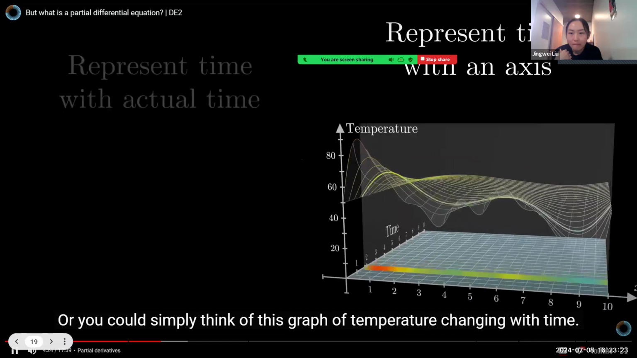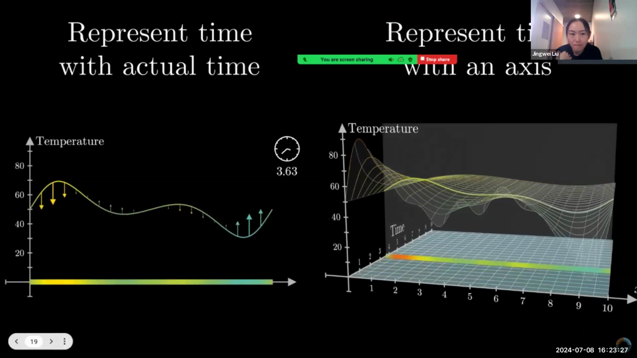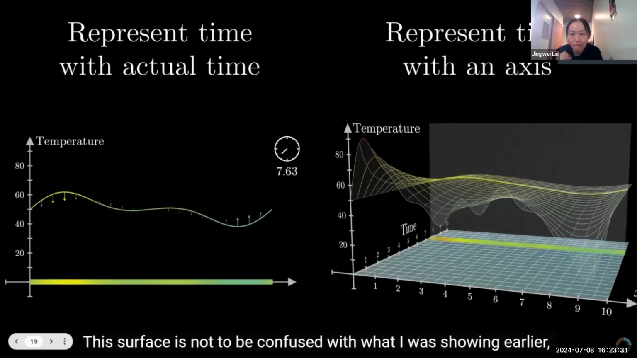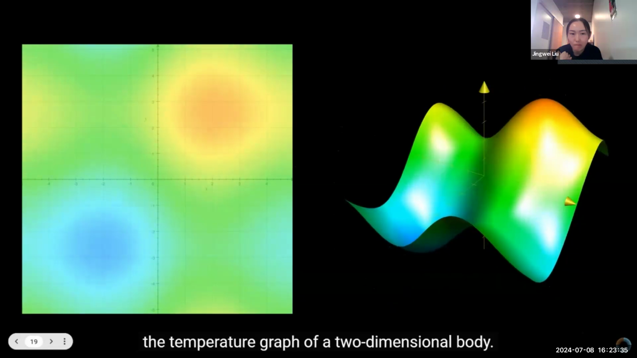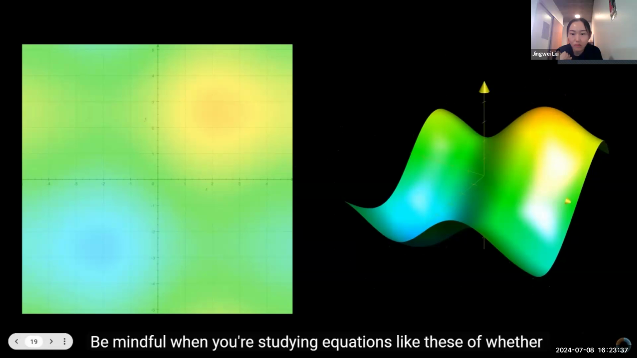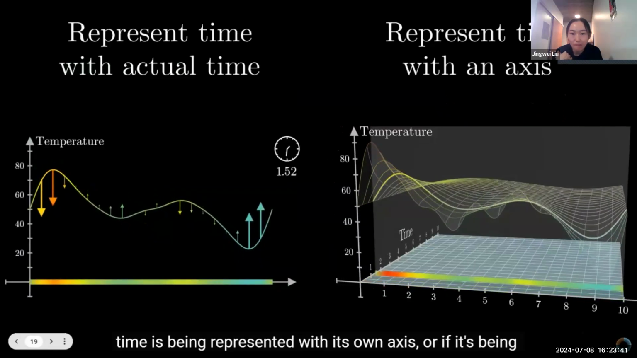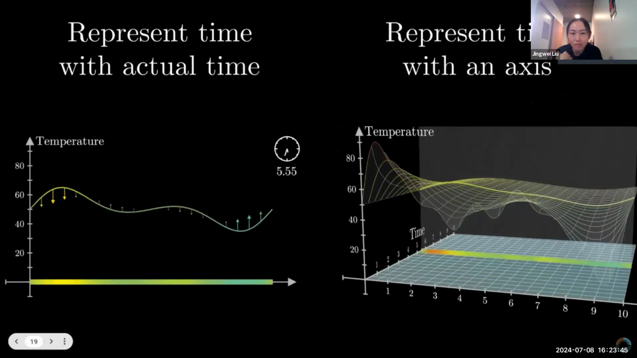Or you could simply think of this graph of temperature changing with time. Both are equivalent. This surface is not to be confused with what I was showing earlier, the temperature graph of a two-dimensional body. Be mindful when you're studying equations like these of whether time is being represented with its own axis, or if it's being represented with literal changes over time, say in an animation.